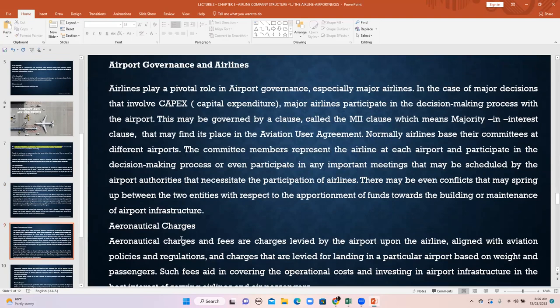Further, airport governance and airlines. Just before I go further, in case we get disconnected, please join back. Okay. Now, airport governance and airlines.